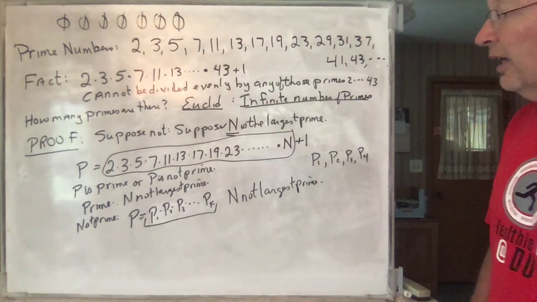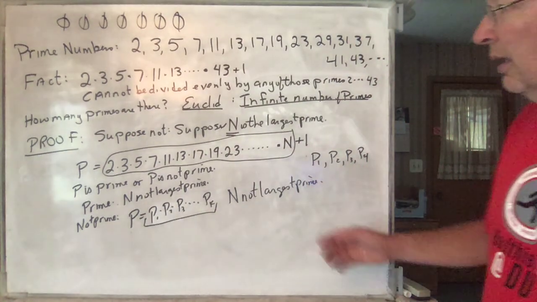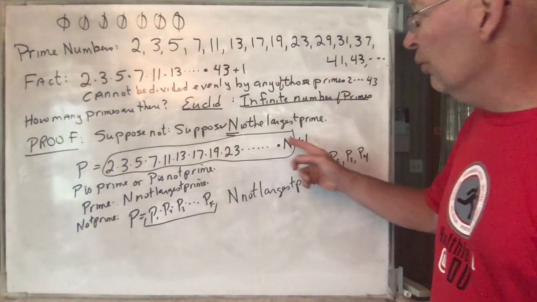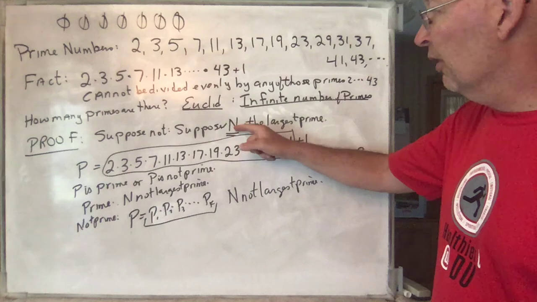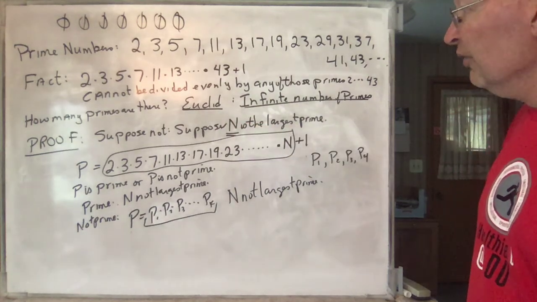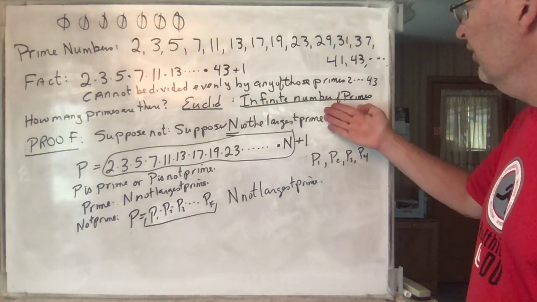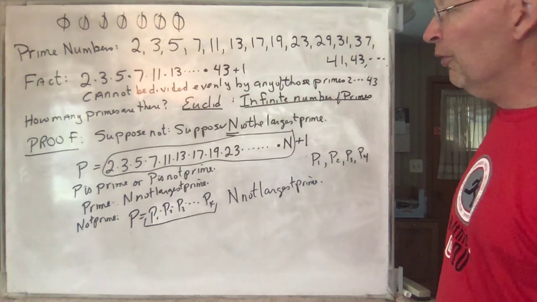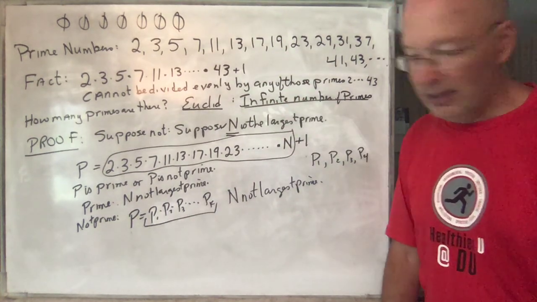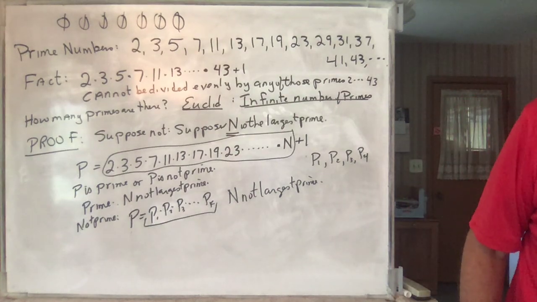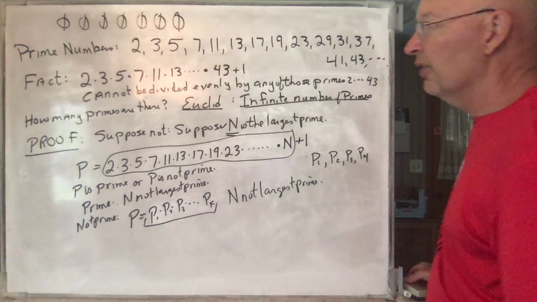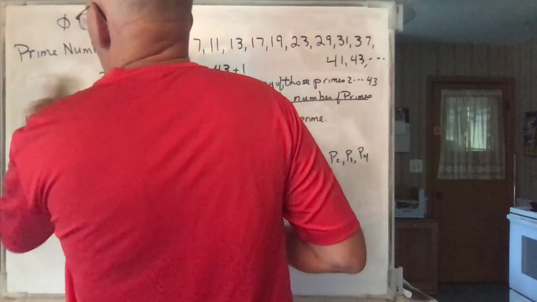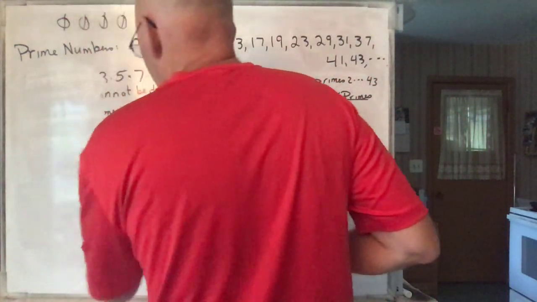Okay, so either way, whether P is prime or not, we've shown that n is not the largest prime, which means that there is no largest prime, which means that there are an infinite number of primes that go on forever. So one of the most beautiful proofs in all of mathematics there. It's really kind of cool. Okay? So that's one thing we know about primes.